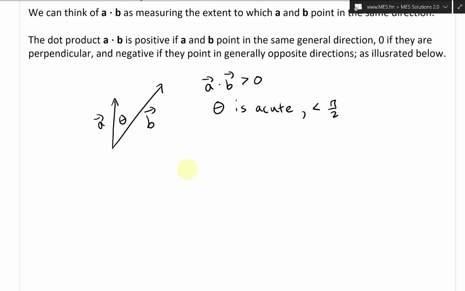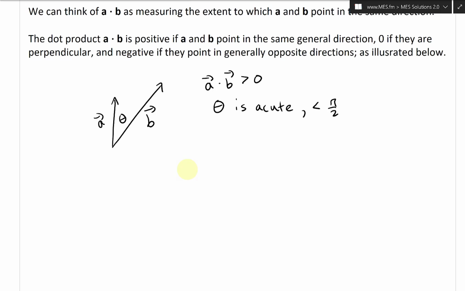And if it equals pi over 2, then that's going to be a 0 dot product, and the vectors are going to be perpendicular, like this. This is our B vector, and this is our A vector.